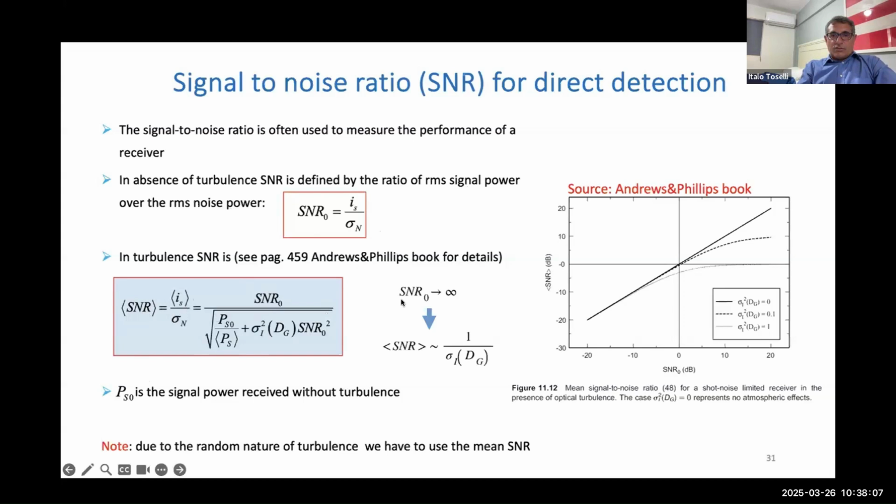Also it is interesting to note that even if you increase the power of your signal in principle to infinity, so your SNR0, which is the signal to noise ratio without turbulence, goes to infinity, you see that the signal to noise ratio in turbulence is driven by scintillation. So in this plot, you plot signal to noise ratio in turbulence as a function of signal to noise ratio without turbulence. You have this 45-degree line, which is, of course, the ideal case. But when you start to increase the scintillation, this curve moves away. So you have a penalty in terms of signal to noise ratio.